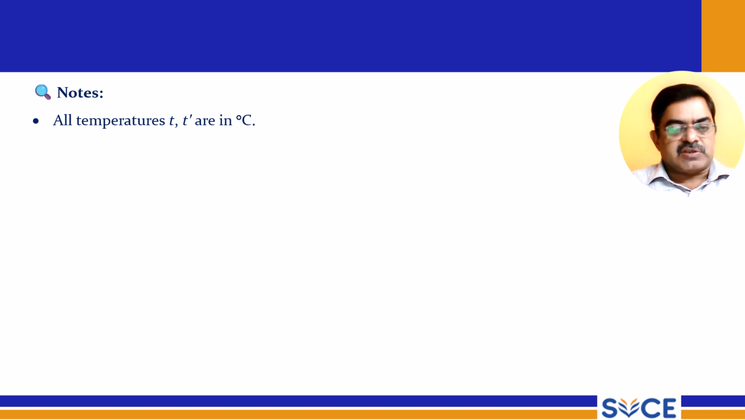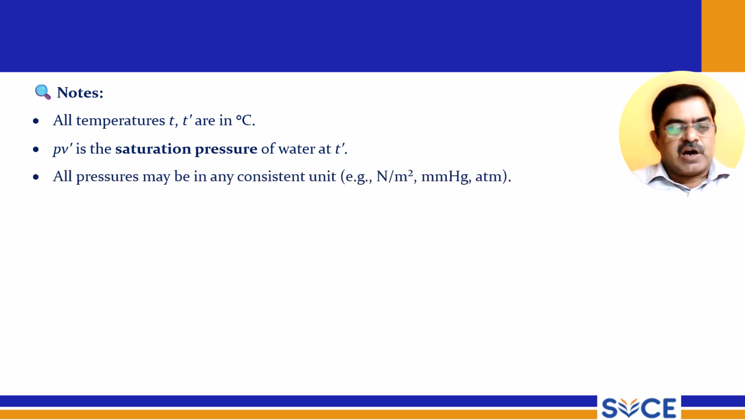All temperatures T dash are in degrees Celsius, and PV dash is the saturation pressure of water at T dash. All pressures may be in any consistent unit, so it can be Newton per meter square, or it can be mm of Hg, or it can be in terms of atmospheric pressure.